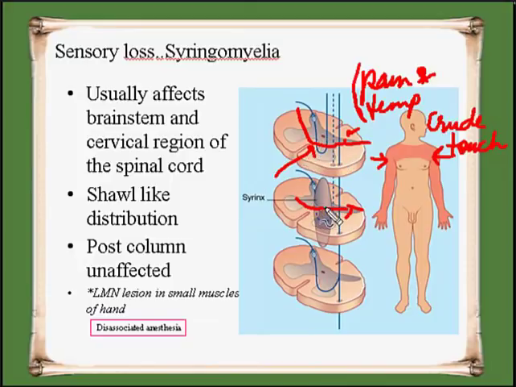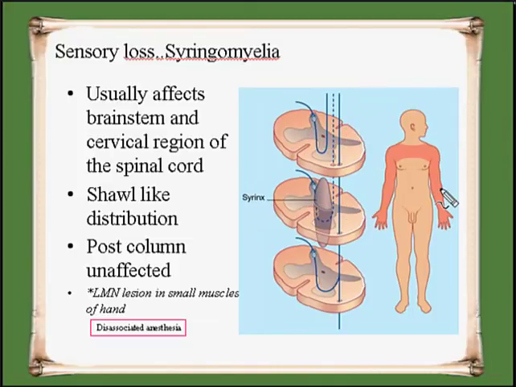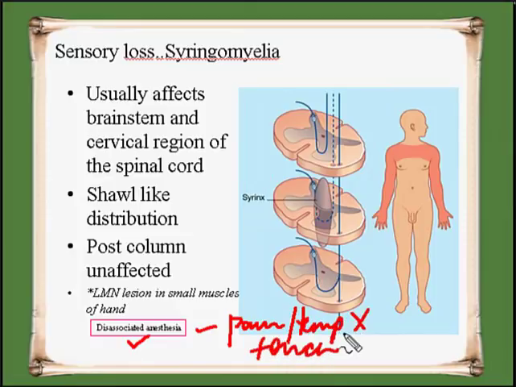So that's why you see this shawl-like distribution. And there is partial loss of touch, because fine touch is maintained. So we call this dissociated anesthesia, because dissociated anesthesia means that you feel some sensations but lose others. So you lose pain and temperature totally. Pain and temperature are totally gone, but some touch is preserved since that dorsal column is intact. So that's why we have what is called dissociated anesthesia or dissociated sensory loss.